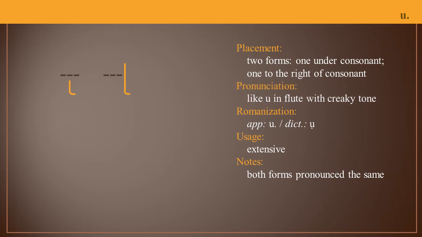It sounds like the U in flute with a creaky tone added. So it'll sound something like this. Oo, oo, oo. The Romanized form for this letter is the letter U followed by a period. In the language app and in the dictionary, the letter U with a period or dot directly underneath. Its usage is extensive, and again we'll just repeat, both forms are pronounced just the same.